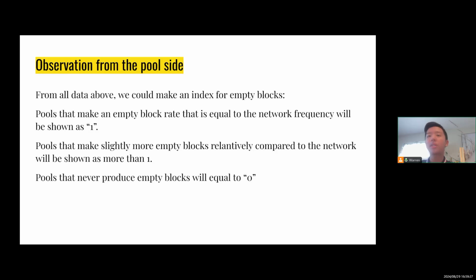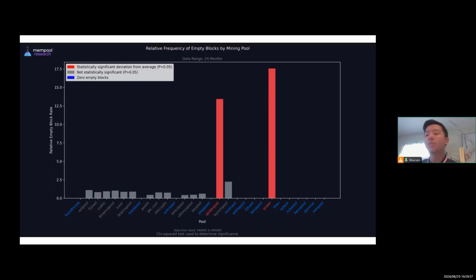From all the data above, we could make an index for the empty blocks. Pools that make an empty block rate equal to the network frequency will be shown as 1. Pools that make slightly more empty blocks relative to the network will be shown as more than 1, and pools that never produce empty blocks will be equal to 0. Now, we have a relative frequency of empty blocks mined by mining pools, and in this chart we have two slightly elevated red bars, which are Ocean and Spider Pool.